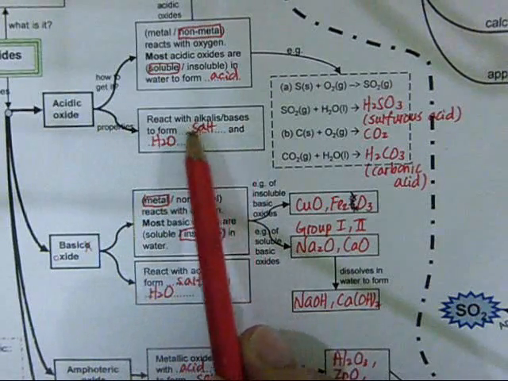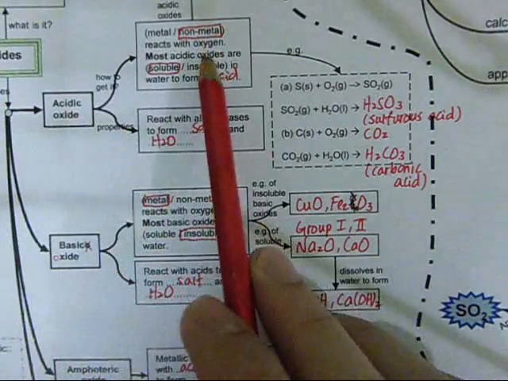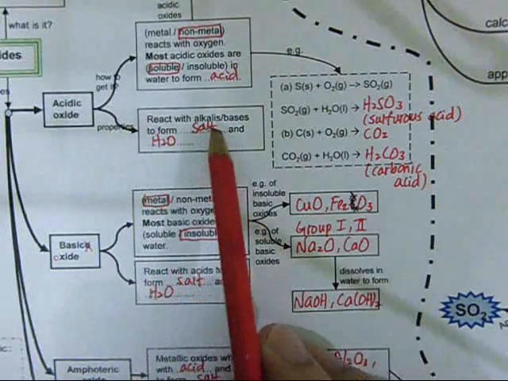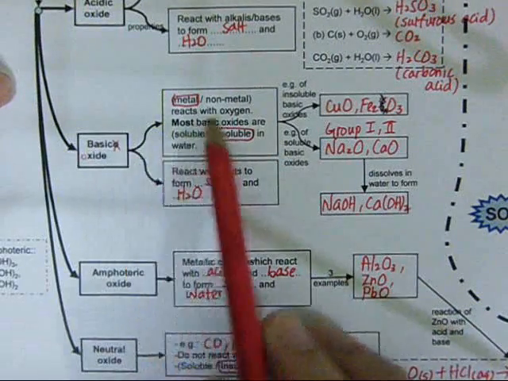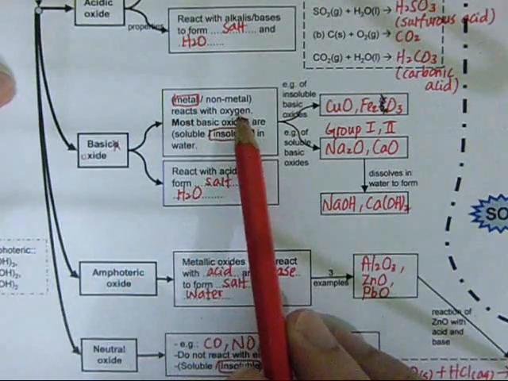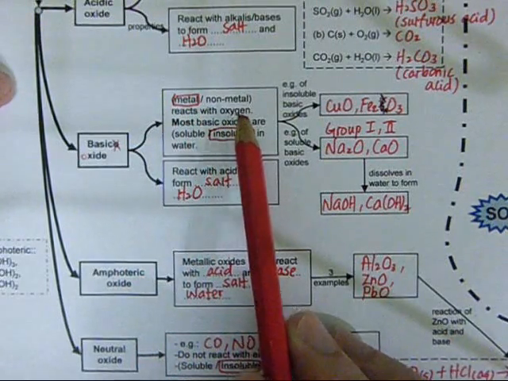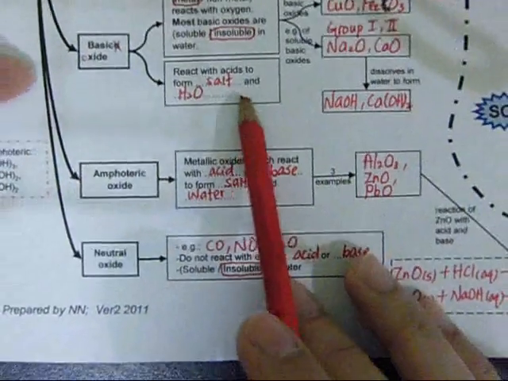It reacts with alkali or bases to form salt and water. So you need to know acidic oxide: non-metal and oxygen combine, and it reacts with alkalis or bases to form salt and water. Likewise for basic oxide, you need to know it is a metal. So basic oxide is basically a metal that combines with oxygen and reacts with acids to form salt and water.